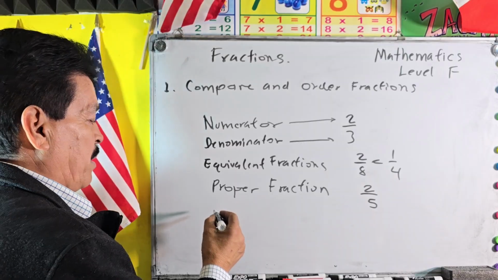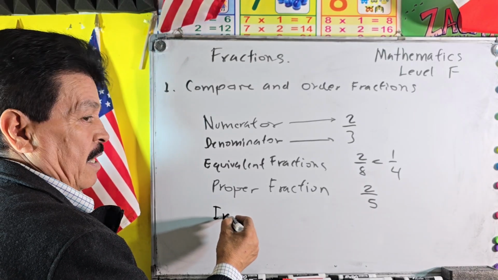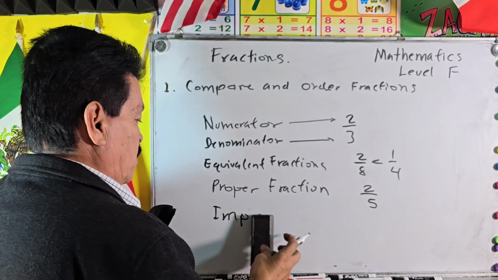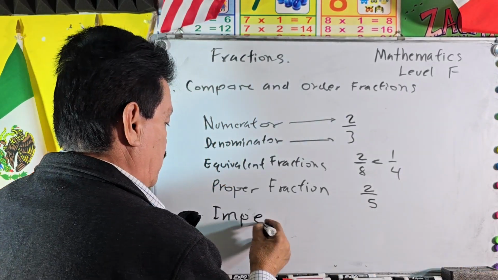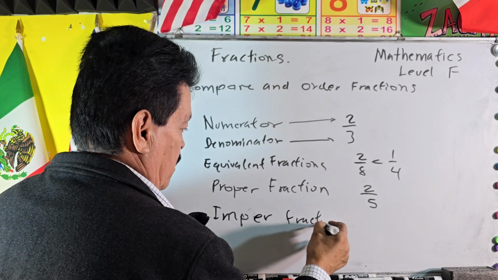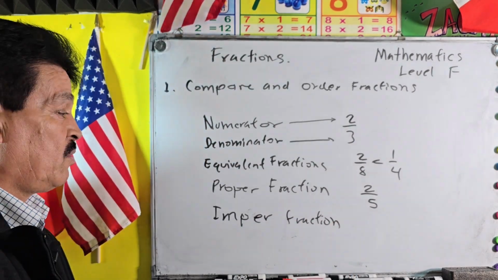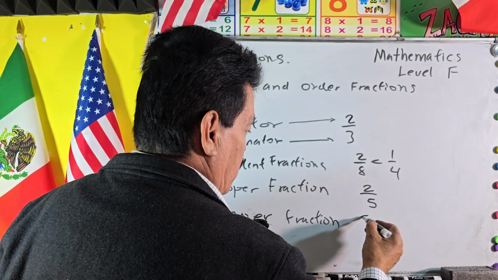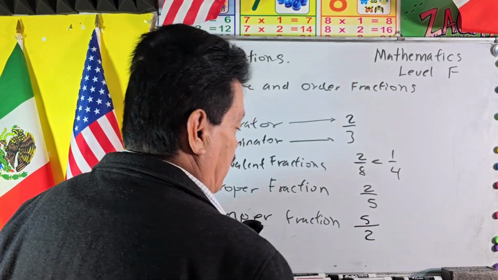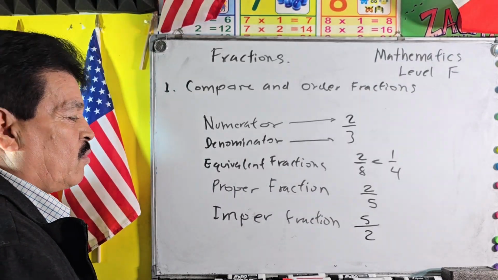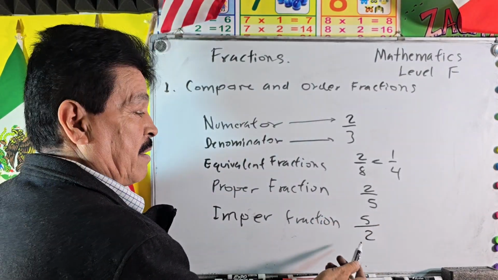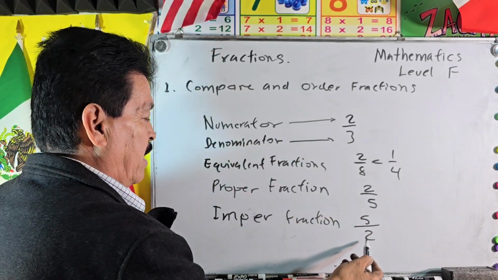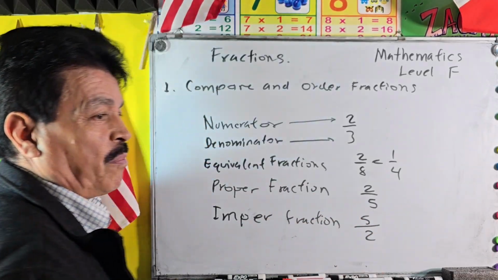Another kind is the improper fraction. Improper fraction, I mean, is when the numerator is greater than the denominator. Let's write the same numbers, but different: 5/2. This is an improper fraction. Why? Because this number is greater than the bottom one, the denominator.